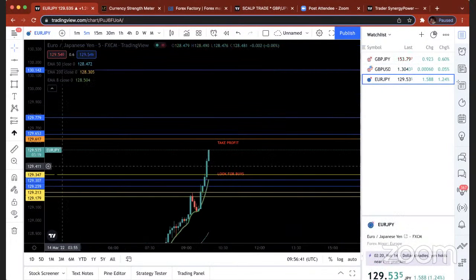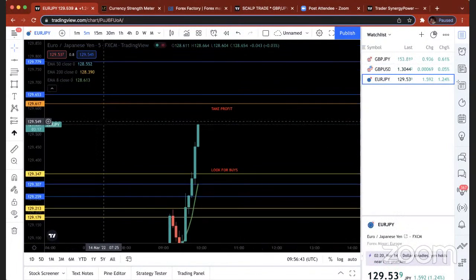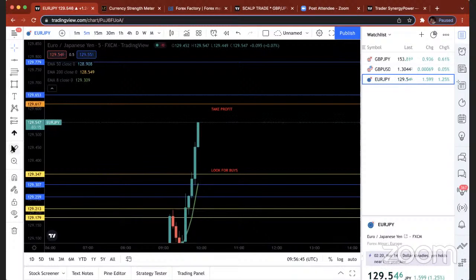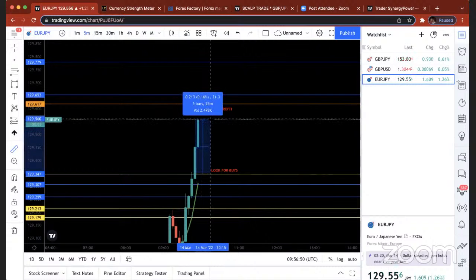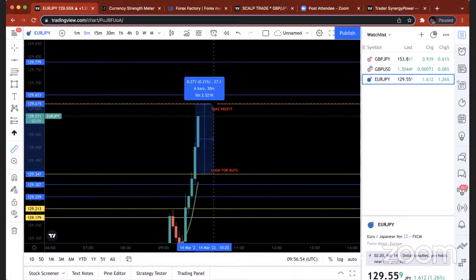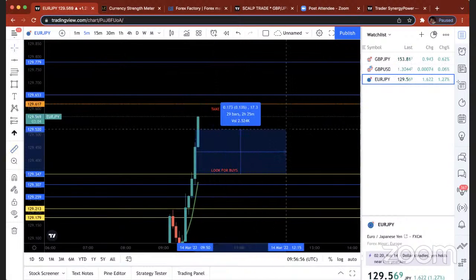EJ's just flying. Wow, look at this, you guys. Trade would have been 5 minutes, 20 pips already, probably would have secured. Wow, look at this, you guys.